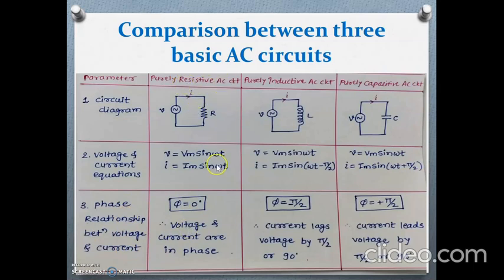In a purely resistive AC circuit, as phi is 0, the phase difference is 0, so we can say voltage and current are in phase with each other. In a purely inductive AC circuit, phi is equal to minus pi by 2, minus indicates lagging, so current lags voltage by pi by 2 or 90 degrees. That is, current lags behind voltage by pi by 2 or 90 degrees. In a purely capacitive AC circuit, the phase difference is plus pi by 2, plus indicates lead, so current leads voltage by pi by 2 or 90 degrees.